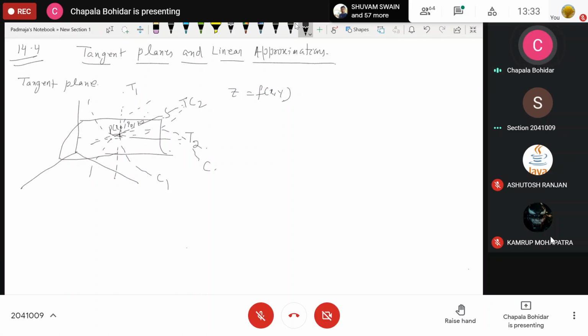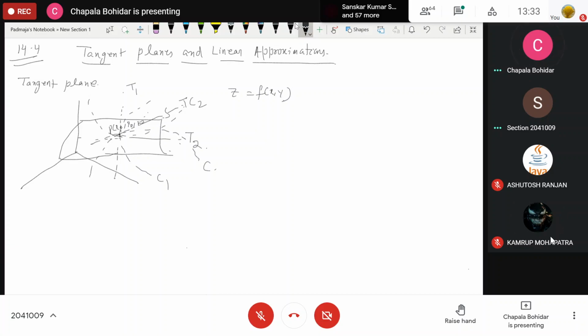All these tangents at the point P, same point, form a plane that is called your tangent plane. Is everyone clear? This tangent, this tangent, this tangent, and if you have all other tangents, they form a plane that is called your tangent plane. Is it clear?